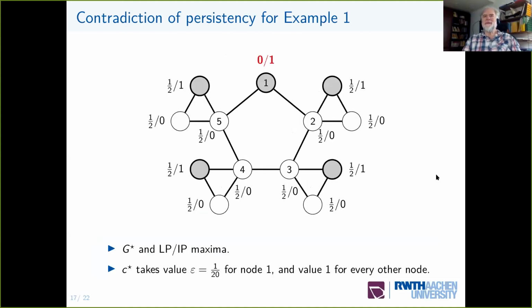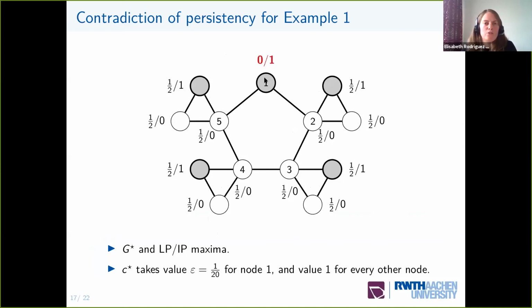Okay, thank you. So with some effort, we constructed a counterexample. So this graph and an objective function for which, when we consider the integer problem, we will always select this node. But on the relaxation, we will always set the corresponding variable to 0. So this is what contradicts persistency.